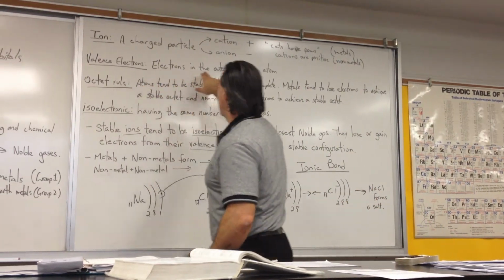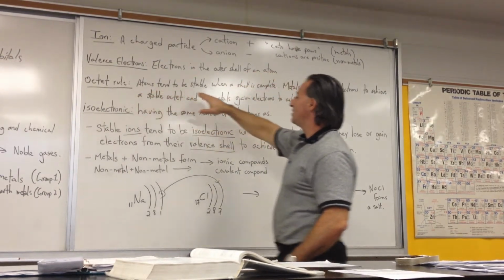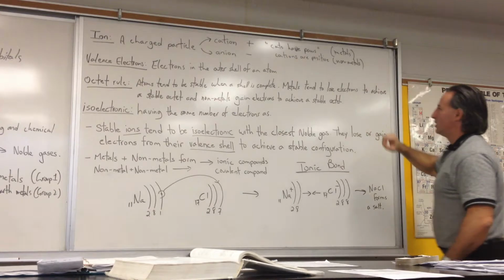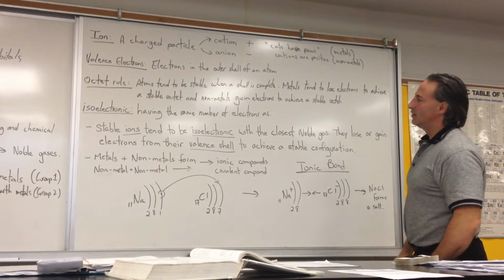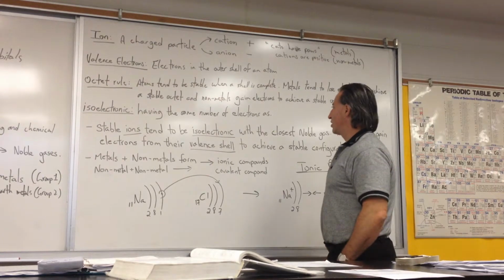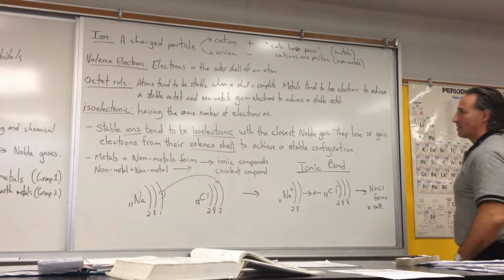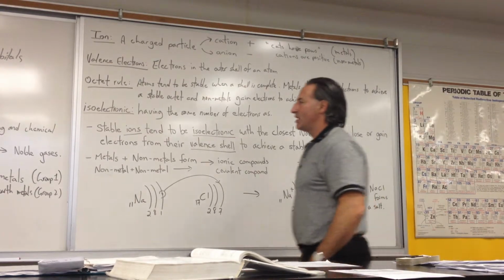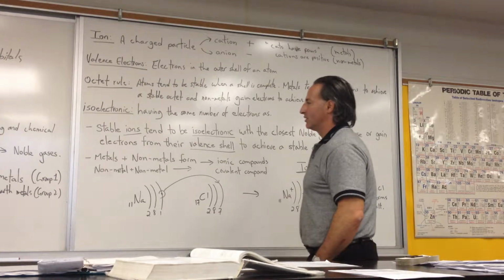Valence electrons are the electrons in the outer shell of an atom. The octet rule is that atoms tend to be stable when a shell is complete. And metals tend to lose electrons to achieve a stable octet, and non-metals gain electrons to achieve a stable octet, again trying to become like these noble gases. And isoelectronic means having the same number of electrons as another element.